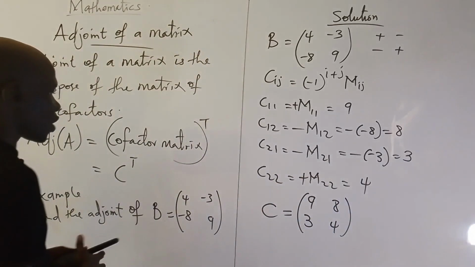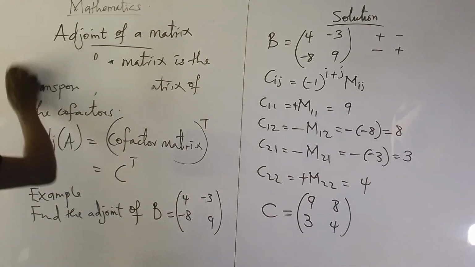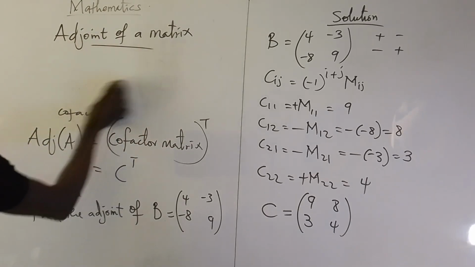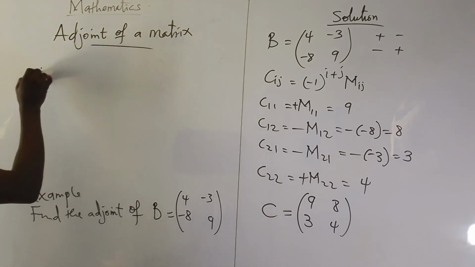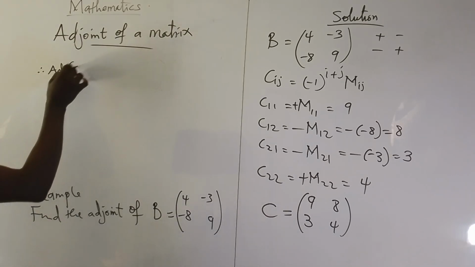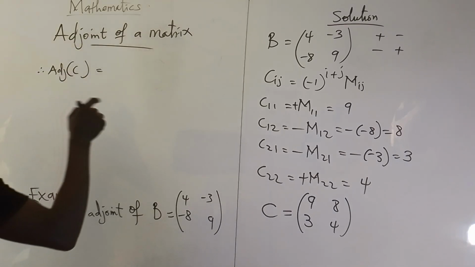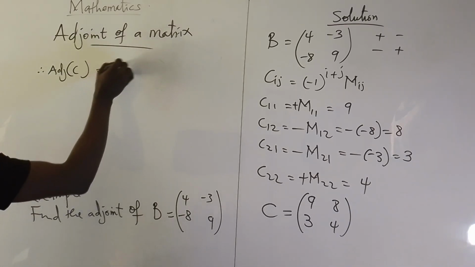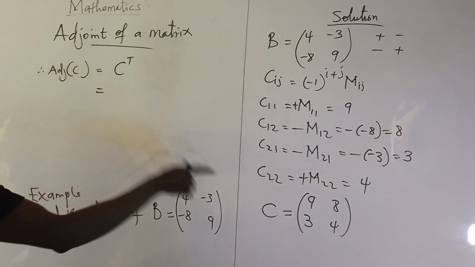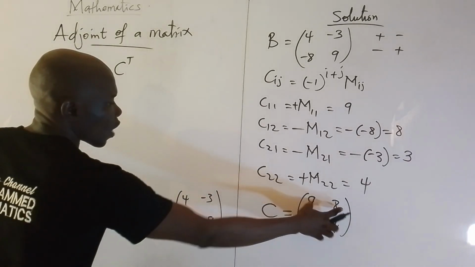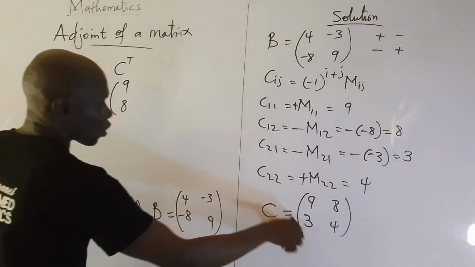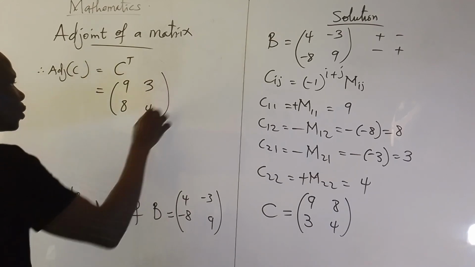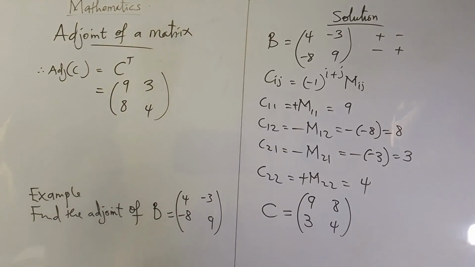And therefore the corresponding adjoint of that matrix B would be ADJ(B) equal to C transpose. So we transpose that matrix there. Row 1 becomes column 1, so this is 9, 8. And row 2 becomes column 2, 3, 4. So this is how we find the adjoint of any given matrix.